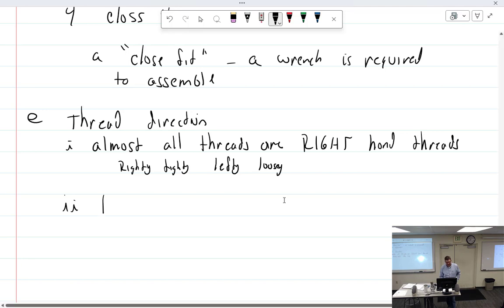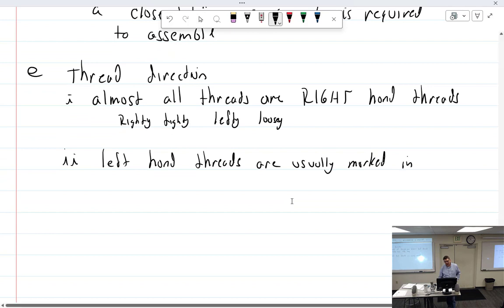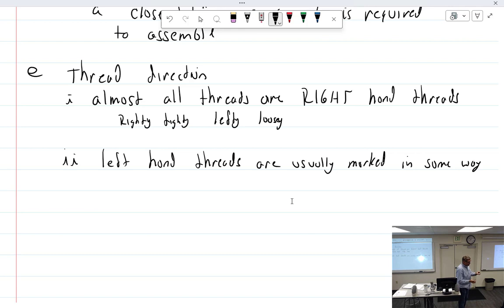Exactly. Left-hand threads are usually marked in some way. Not always. Sometimes there's a mark on the bottom of the head. So if these were left-hand nuts, they would usually take a hacksaw and cut a little hash mark on each one of the corners of the bolt. That would be a very common way of seeing left-hand threads. It just looks like someone used the wrong size wrench on it. No, it's just one little cut, like from a hacksaw blade.